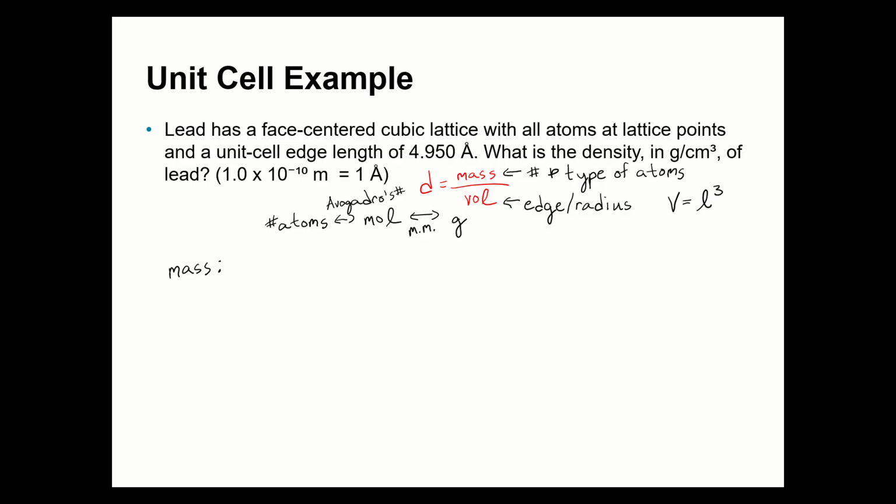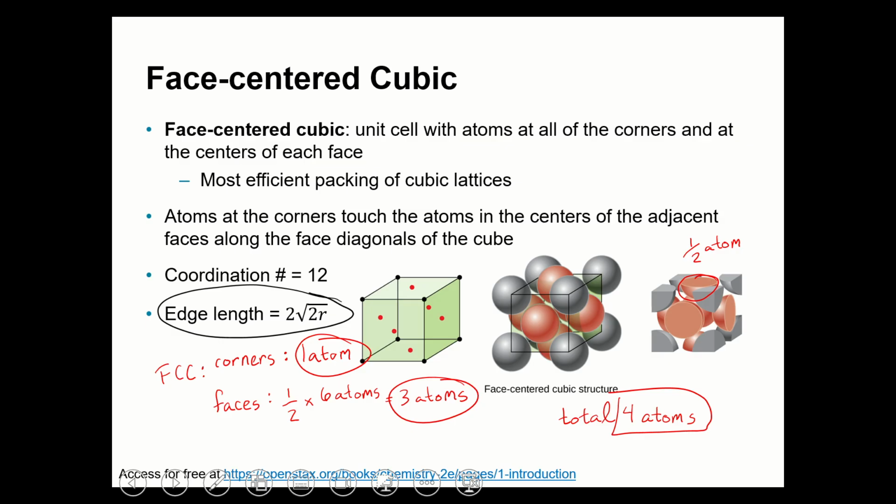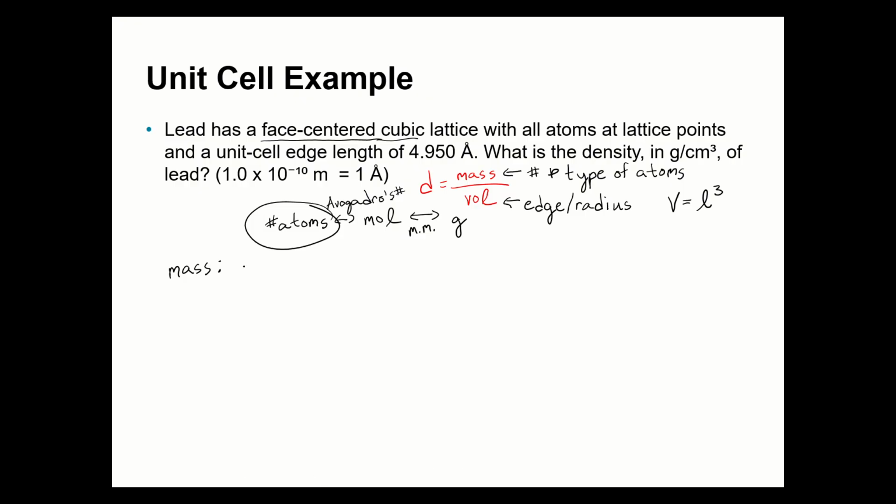So remember, mass in grams means that we have to first know how many atoms that we have. And to determine the number of atoms, we've got to know what type of unit cell that we have. And that is a face-centered cubic. So if we look back at the face-centered cubic, just remember that a face-centered cubic has 4 atoms. That's why these numbers are important, the total number of atoms in a unit cell. So because it is a face-centered cubic, we know that we have 4 atoms of lead. Okay, so we can convert that into moles and then convert that into grams to get our mass.